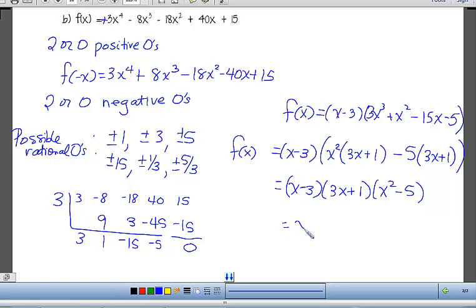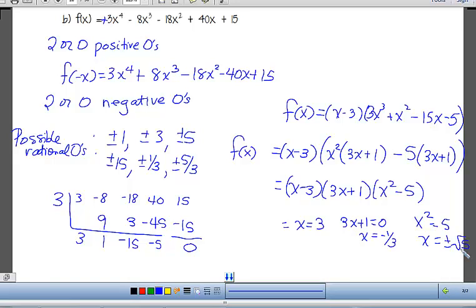So we end up with x equals 3. And then we've got 3x plus 1 equals 0. So that gives us x equals what? Minus 1/3, which was in our list. And then we can say x squared equals 5, or x equals plus minus the square root of 5. And so we found 4 zeros.